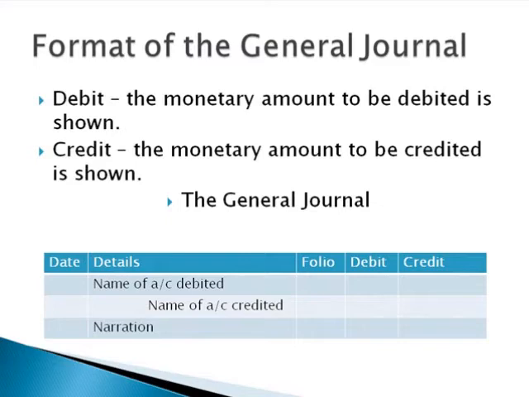Date, details, folio, debit, and credit. The name of the account to be credited is placed below the name of the account to be debited, and the amount is placed on the credit side, and the narration will be placed below. Narration is said to be a description of whatsoever took place.